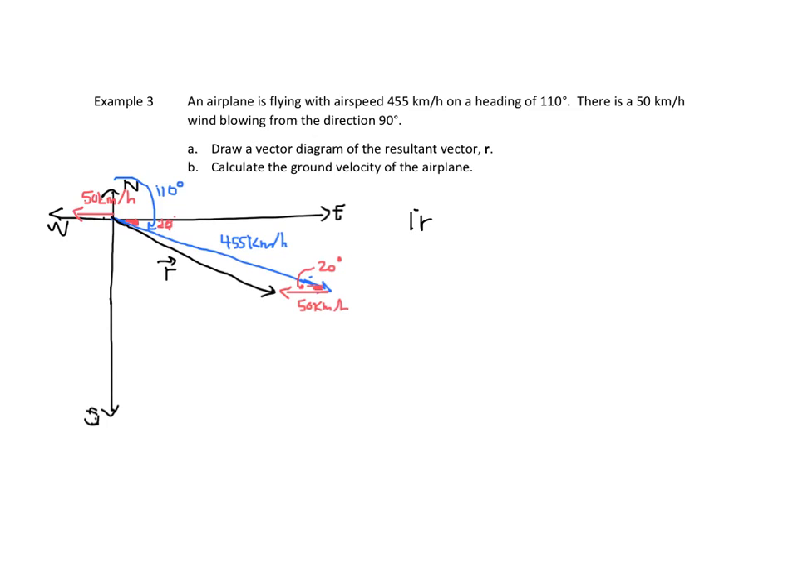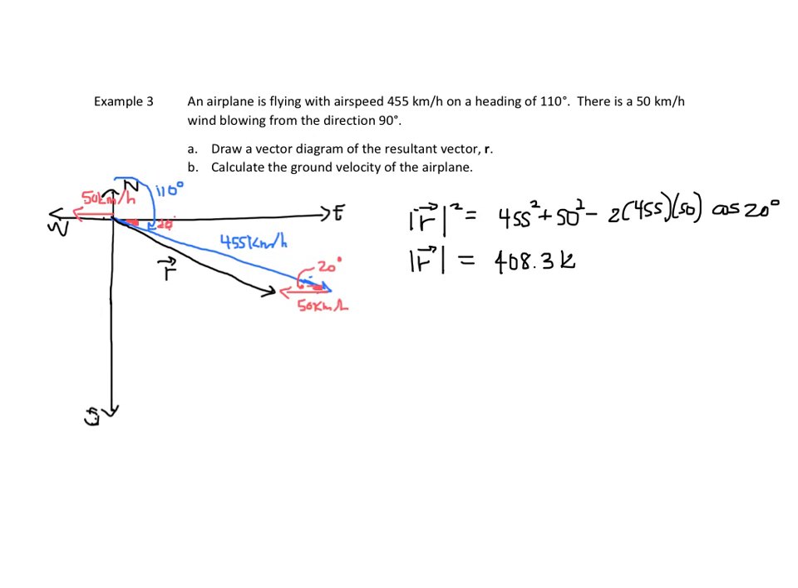So we know that the magnitude of R squared will equal 455 squared plus 50 squared minus 2 times 455 times 50 cos 20. And we type that all into the calculator, and don't forget to take the square root, and we find out that the magnitude is 408.3 kilometers per hour. In other words, the resultant speed would be 408.3 kilometers per hour.